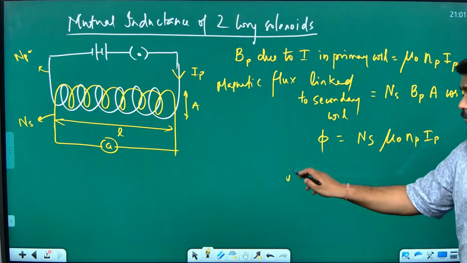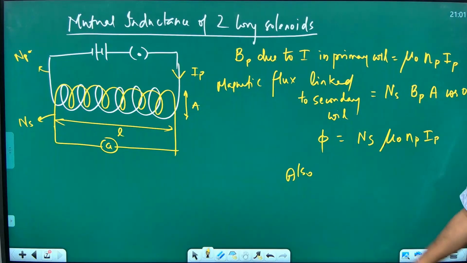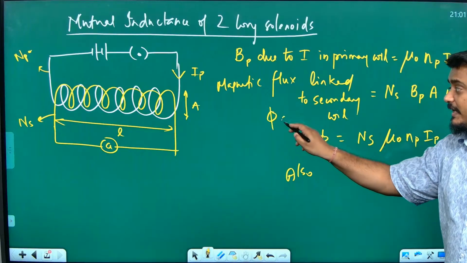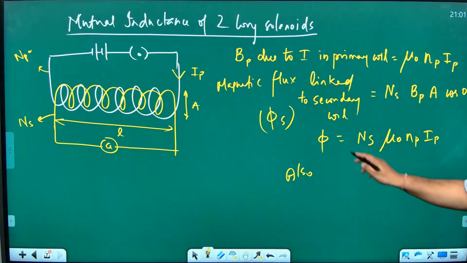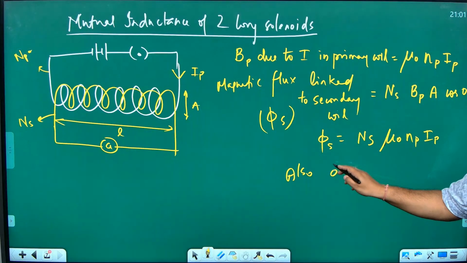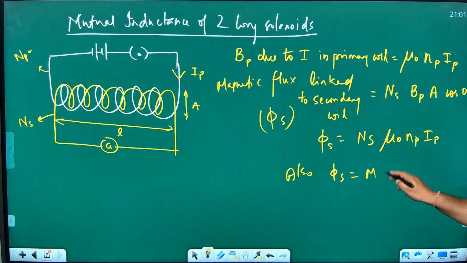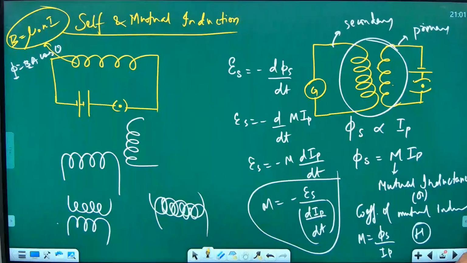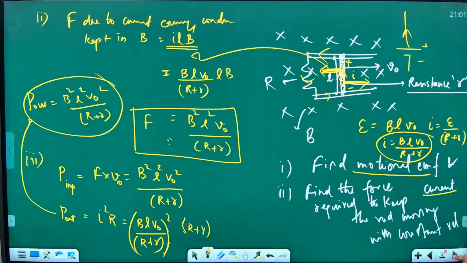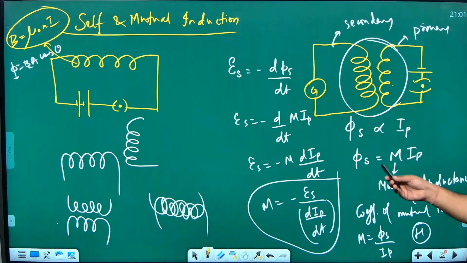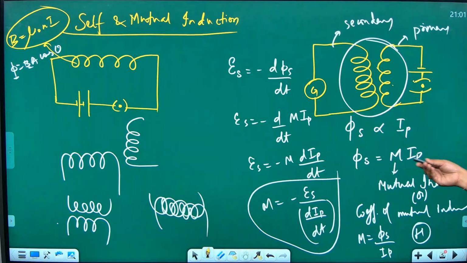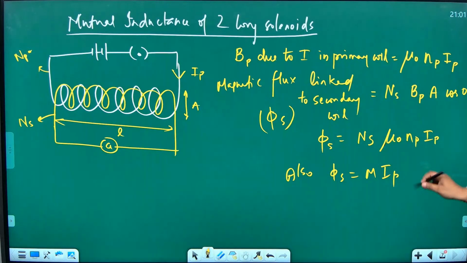Now also we know, and this is the flux in which coil? Secondary coil, isn't it? So I am writing phi s. Also we know that phi s is equal to M IP. Yes or no? Just now we learnt, if you go to the page before the previous page, phi s is equal to M IP, isn't it? Same thing I am using. Equation number 2, equation number 1.